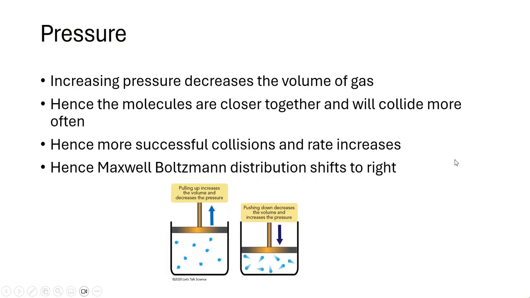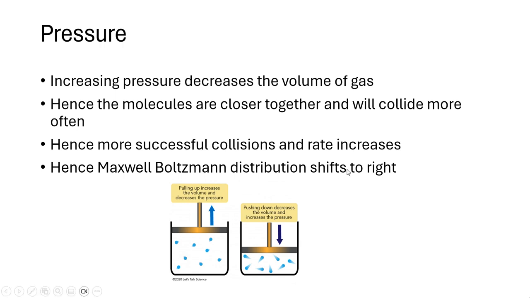Pressure. Increasing pressure decreases the volume of a gas. Let's say you've got a container down here, and you increase the pressure by pushing this down. Now the volume is smaller. So increasing pressure decreases volume. So hence, the molecules are closer together and will collide more often. If I increase pressure, the volume decreases, so the molecules are now closer together and will collide more often. Hence, there's going to be more successful collisions and the rate increases.